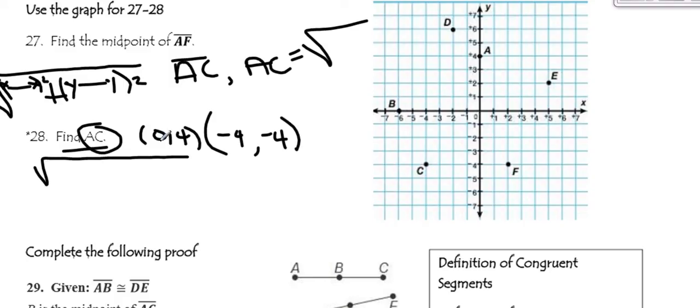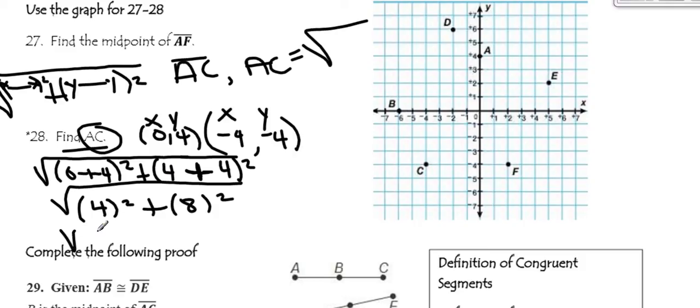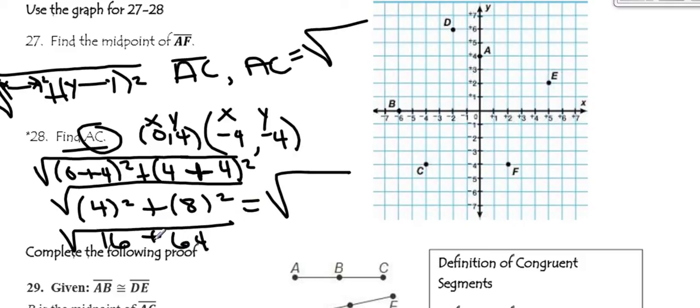So we have x minus x, 0 minus negative 4 becomes 0 plus 4. We're going to square it, plus y minus y, 4 minus negative 4. We're going to square it. A negative minus a negative is plus. 0 plus 4 squared is 4 squared. 4 plus 4 squared is 8 squared. 4 squared is 16. 8 squared is 64. This gives us the square root of 16 plus 64, which is the square root of 80.